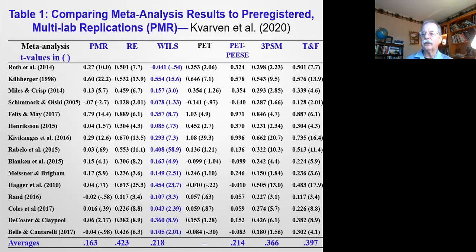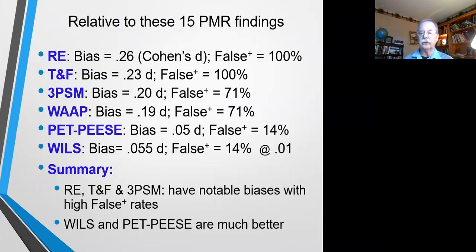Carnarvon et al. did a systematic review of all these pre-registered multi-lab replications that they could match to a meta-analysis. And they published this in 2020 in Nature. They did all these calculations of random effects, also 3 corrections for publication bias: PET-PEESE, 3PSM and trim and fill. To this, we went ahead, used their data and calculated our WILS just for comparison. 15 meta-analyses, a lot to compare here, probably too much to put in one table. So let me just summarize what that table says.